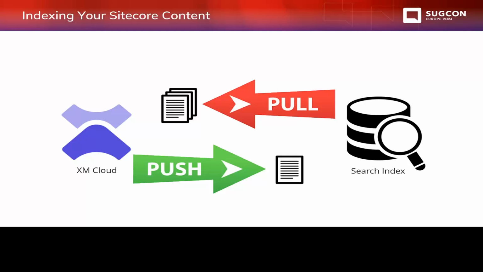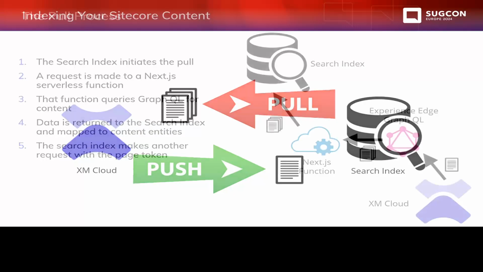I need to index it. So we want to set up that process, and then we want to have a push process, where XM Cloud is like, here's some new stuff for you to index. So those are the two things that we want to recreate. We used to get that for free with Solr and using the index update strategies. We don't get those anymore.